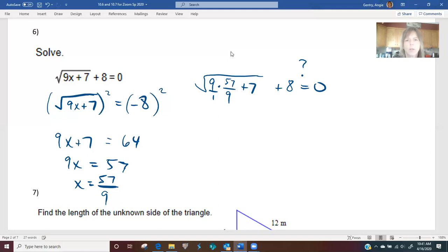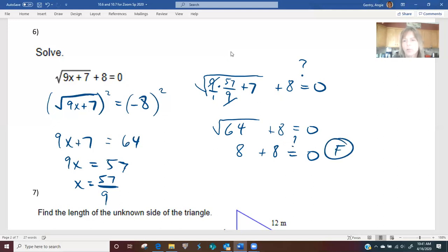When this is over 1, technically, right, wouldn't they just cancel? So you get 57 plus 7 is 64. And does 8 plus 8 equal 0? You see, this is false. So it's another one of those.